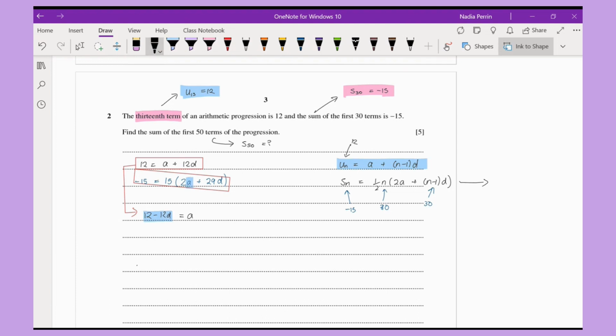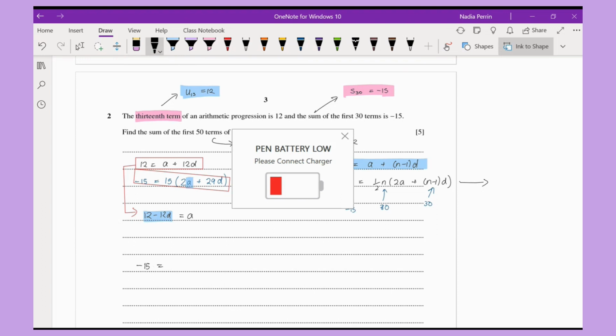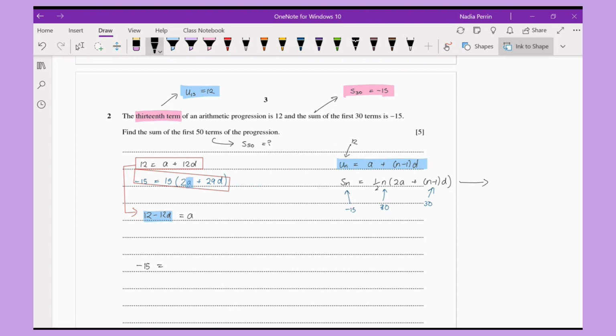So we're going to continue with that minus 15, and we're going to say it equals 15. But instead of having A, we're going to put 12 minus 12D. And then the rest of it is still there. So now we've got one equation with one unknown, which means we can solve it. First thing I would do, we've got negative 15 on this side, so I'll divide by 15. So I've got negative 1. You could still expand it. In fact, I'm going to expand this bit here.